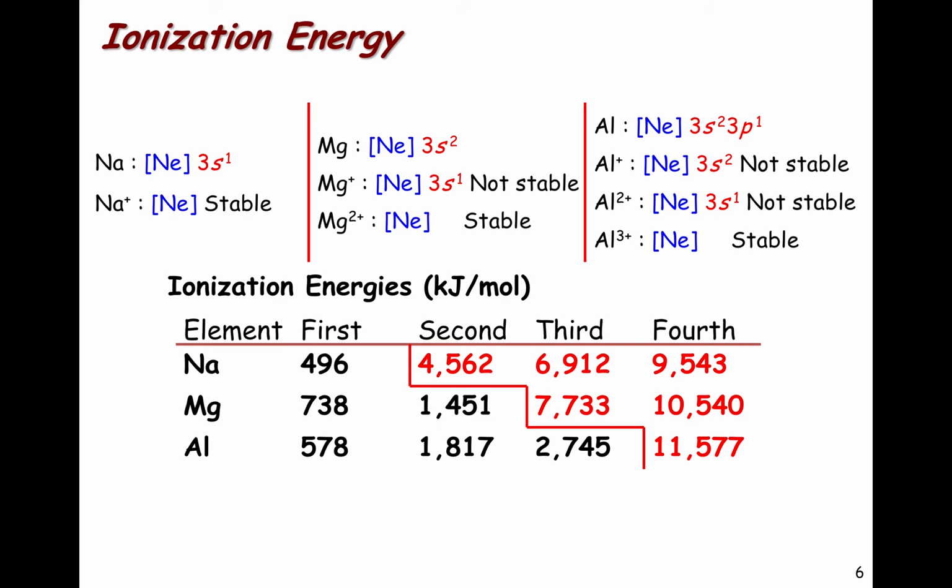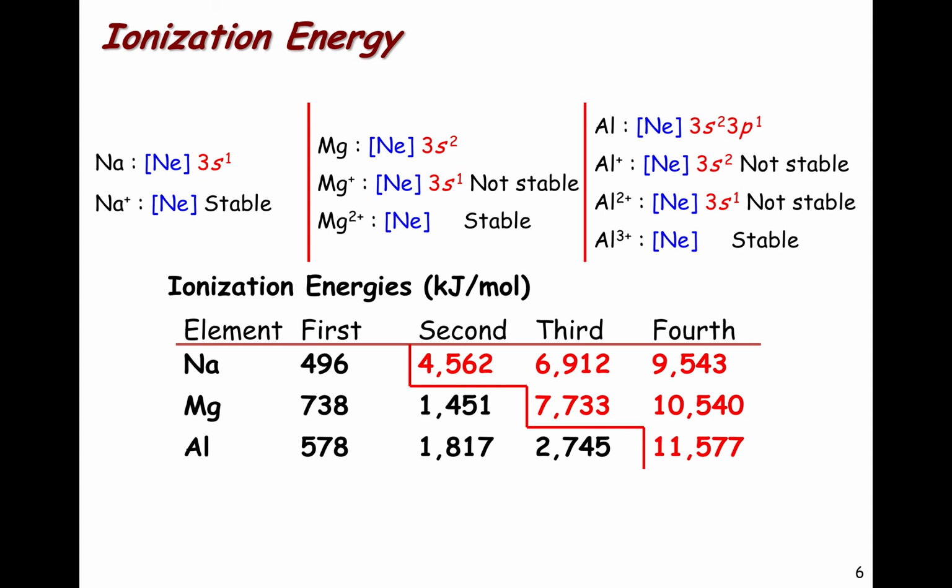Here is the ionization energy data. You can see that for sodium, removal of the first electron is energetically not that costly. To remove 2 electrons from sodium, however, the second electron would have to come out of the core, and that requires quite a lot of energy. Therefore, that is not energetically a favorable process.